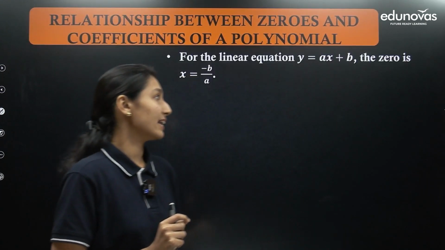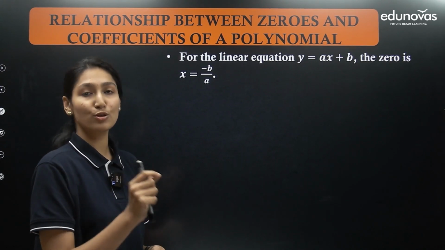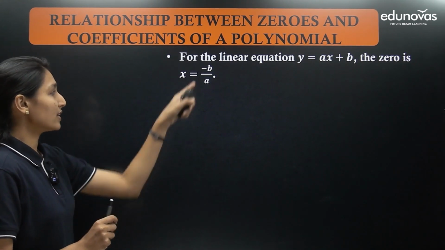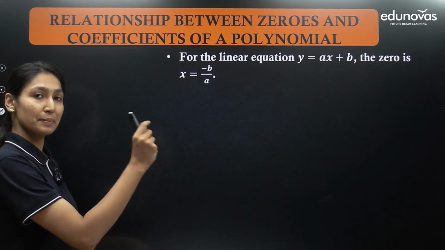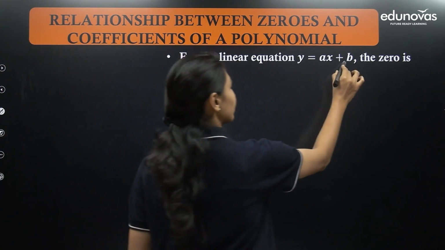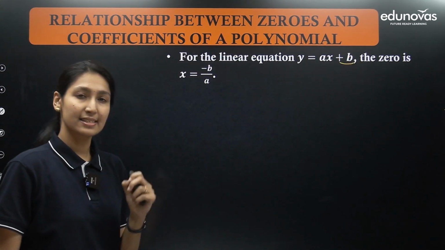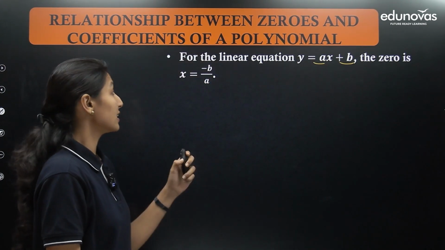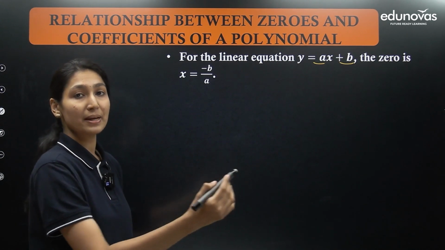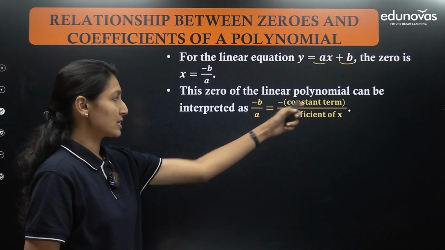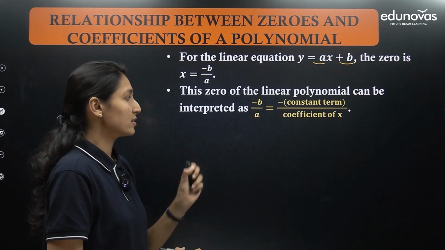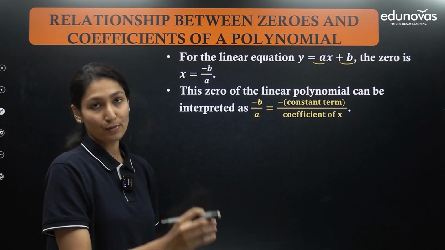What is the general form of a linear polynomial? It is ax plus b. And what about the zero of a linear polynomial? It is minus b by a. What is b? It is the constant term in the linear polynomial. And what is a? It is the coefficient of x. Therefore, the zero of a linear polynomial can be written as minus the constant term by the coefficient of x.